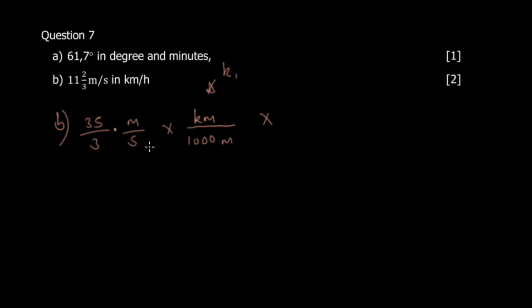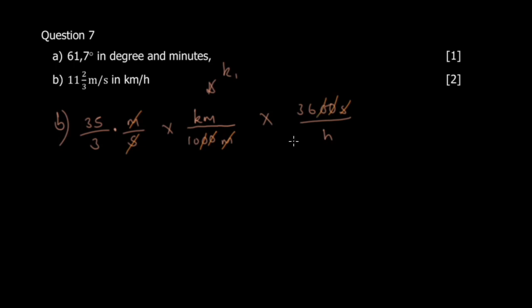We need the seconds to be at the top, so it would be 3600 seconds per hour, just like this. See how this will play out now. Let me show you how this will play out. This meter you cancel with this meter, this second you cancel with this second, and then we're left with kilometers per hour. That's how you know that you're doing things the right way.